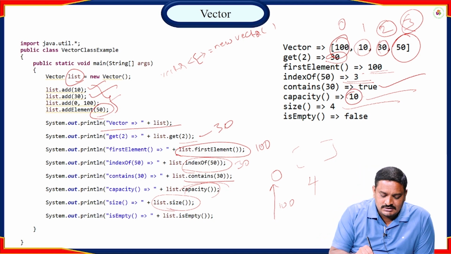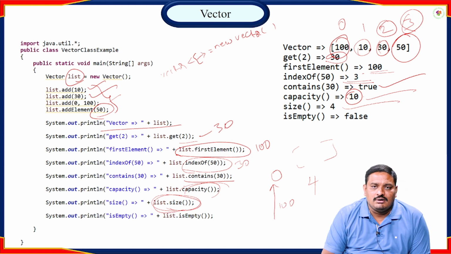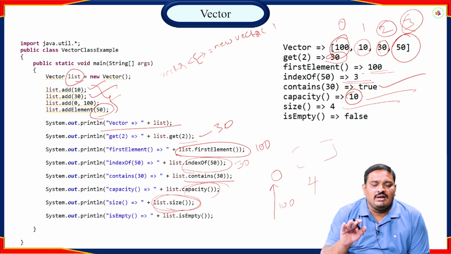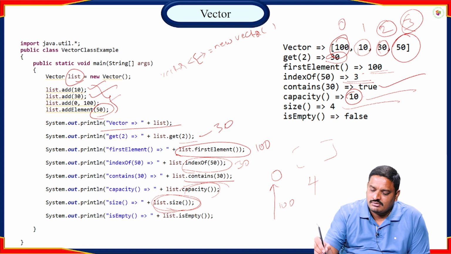The next one is the list.size method. What is the size of the particular list? Here in that vector list there are 4 elements, so the size is 4.